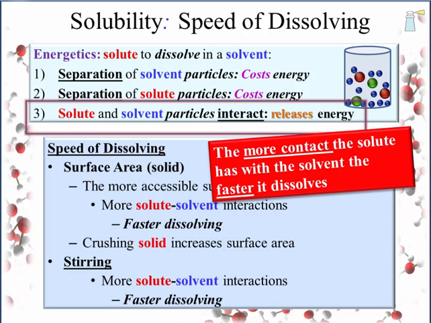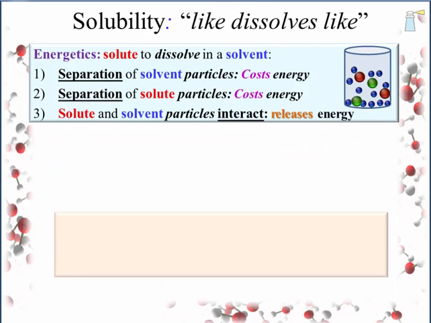The next concept with solubility is perhaps the most famous statement in chemistry. It is like dissolves like. And by like or dislike, the criteria is between polar and nonpolar. Apolar is also a term used for nonpolar.